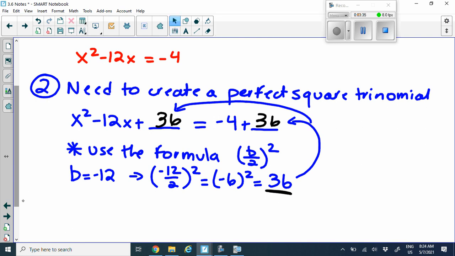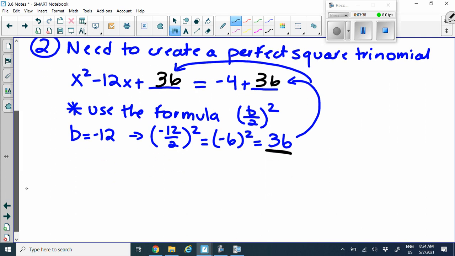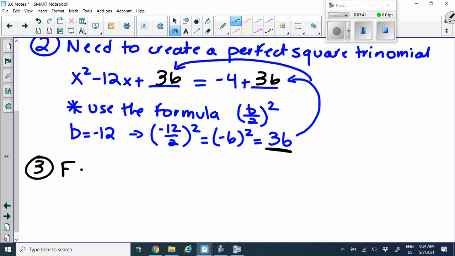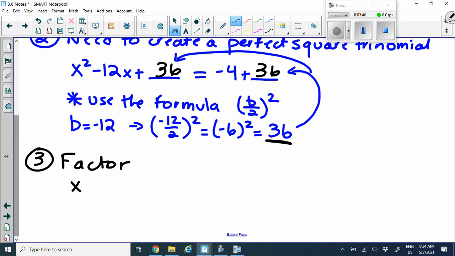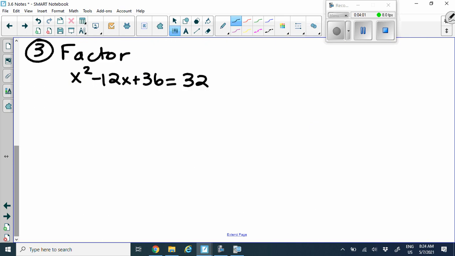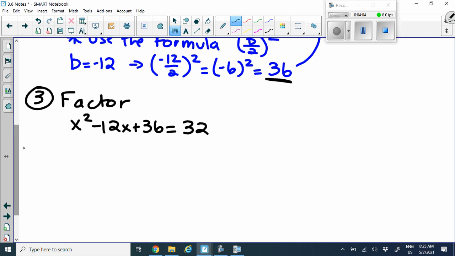Now, my next step is to factor. So I have x squared minus 12x plus 36 equals, I'm going to evaluate negative 4 plus 36, that gives me 32. Now, I'm going to factor the x squared minus 12x plus 36. So once again, I need to find two numbers that multiply to 36 and add up to negative 12. So let's list all the numbers: 1 and 36, 2 and 18, 3 and 12, 4 and 9, 6 and 6.